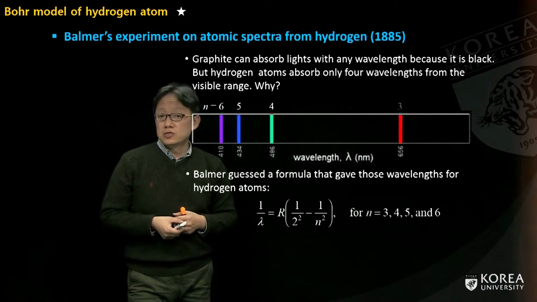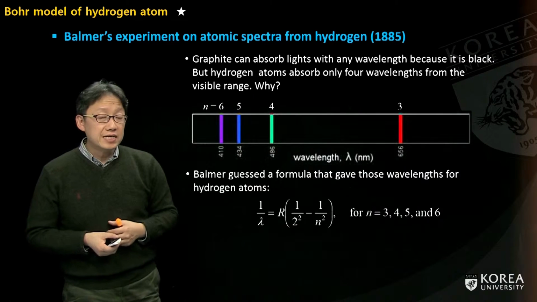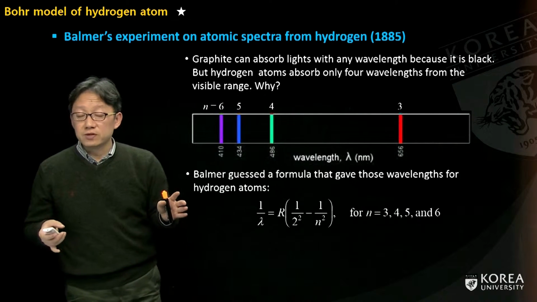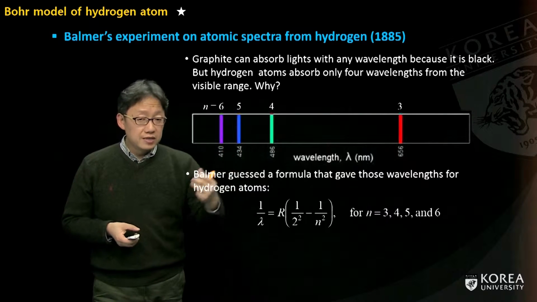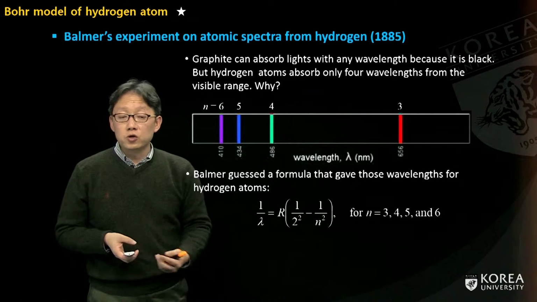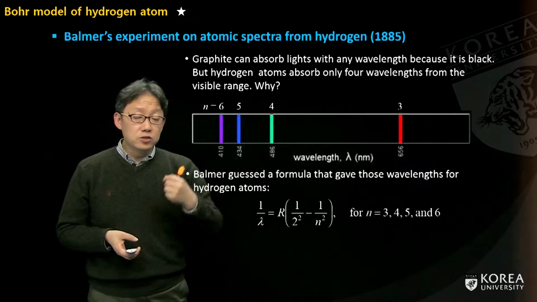So people had observed this experimentally, and certainly they tried to understand why. But it was very difficult, and a scientist whose name was Balmer actually tried to guess. He was a mathematician, so he didn't know much about physics, but by simply carefully watching the results, he came up with a formula which can explain these wavelengths.